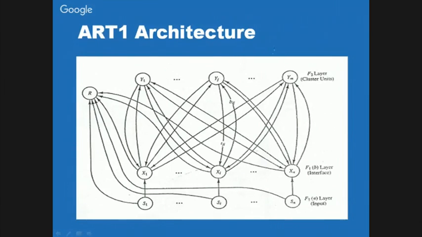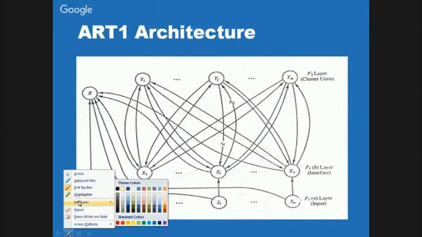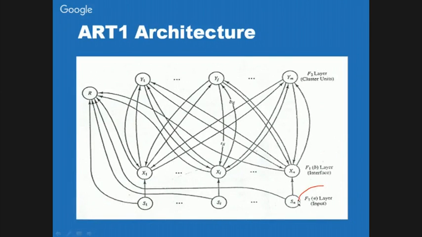As I have told you, this is your F1. Let me just change the color again because it is a white diagram. So this is your F1 layer. I have told you there are two layers, one is your F1 and another is your F2 layer, right? Now here I have divided the layers into two parts, one is your F1A and another is your F1B.